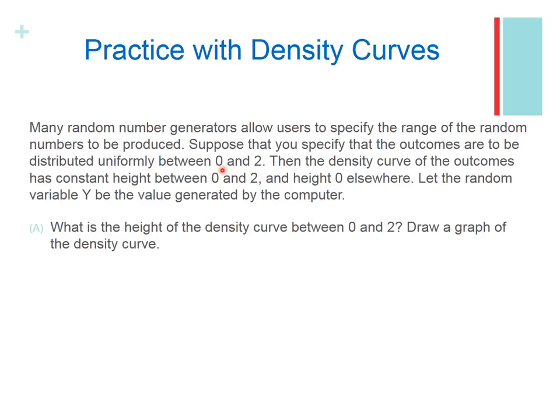So remember what uniformly means. That means that everything is going to be the same height. So when I draw my histogram, everything will be the same height. That means I'll have equal numbers between 0 and 2: the same number of zeros, the same number of ones, and the same number of twos. The density curve of the outcomes has a constant height between 0 and 2. So if I'm drawing the density curve, it's going to have a constant height because I have the same number of zeros, ones, and twos, and it's going to have a height of 0 elsewhere.